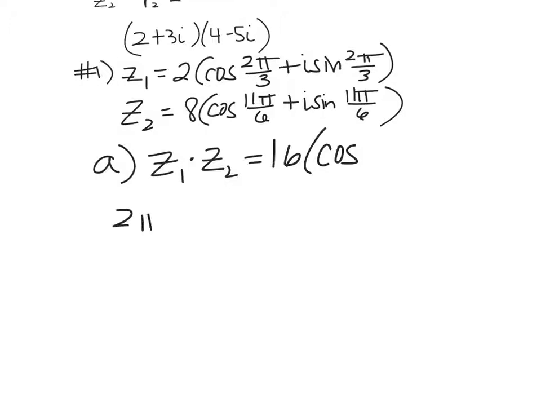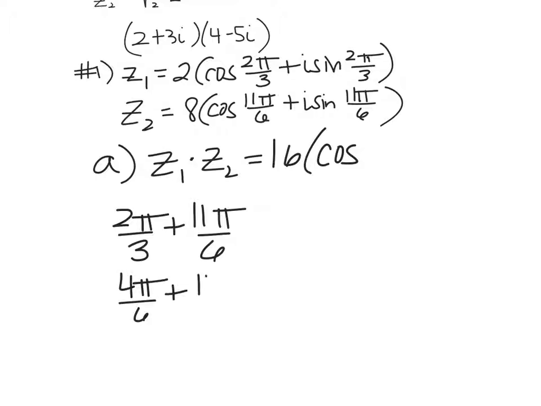We're going to add 2 pi over 3 plus 11 pi over 6. Okay? So we need a common denominator. Common denominator would be 6. So let's change 2 pi over 3 to what? 4 pi over 6? So 4 pi over 6 plus 11 pi over 6. So that gives us 15 pi over 6. Perfect.